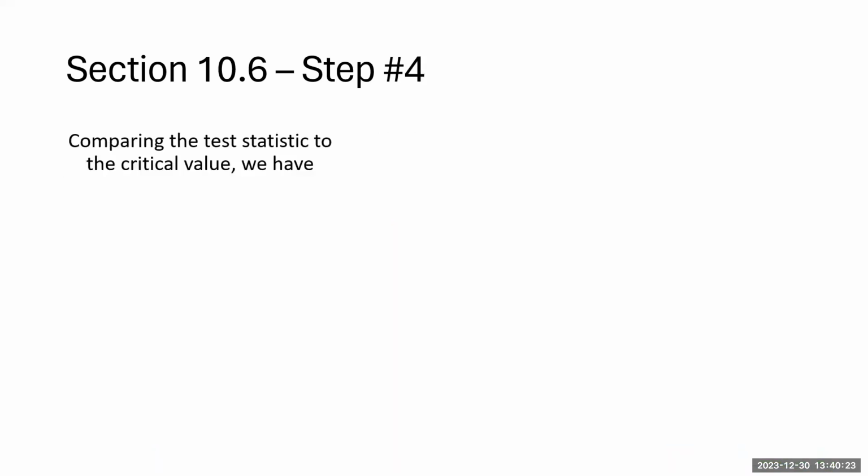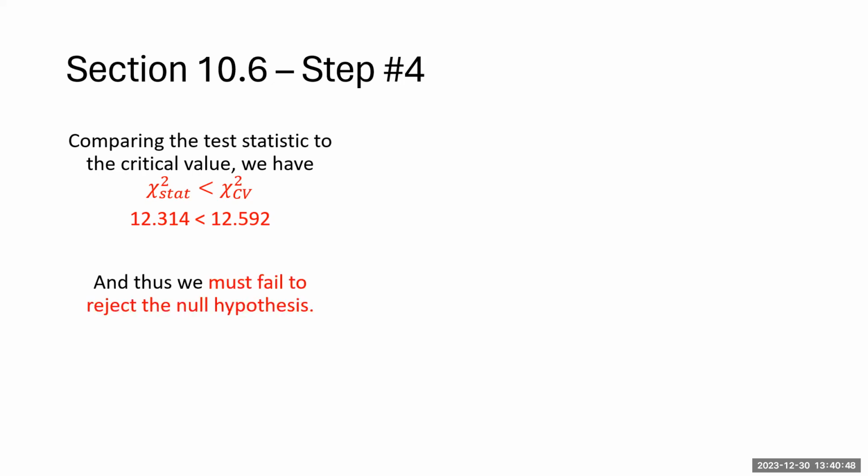Step 4 is that we need to make a decision. We need to compare the test statistic to the critical value. There's my statistic versus the critical value. The statistic, remember, is the value we computed all by ourselves. That's 12.314. We notice that it is less than 12.592, which was the value off of the chart. So what we have to do here is fail to reject the null hypothesis. We needed our statistic to be more than the CV, not less.